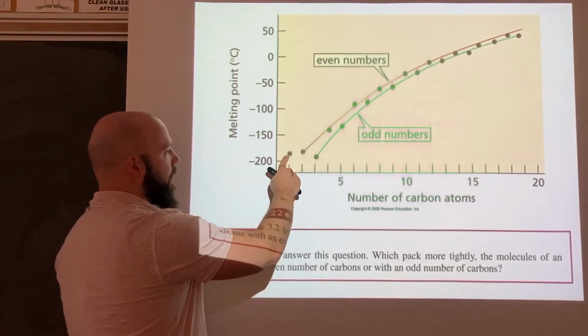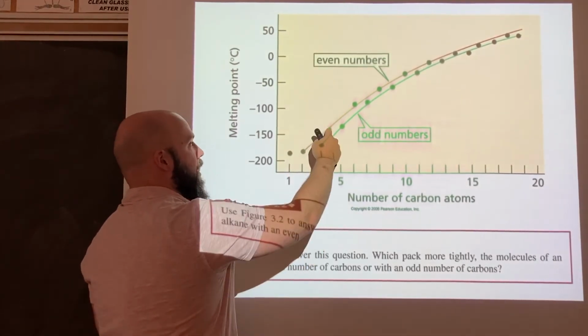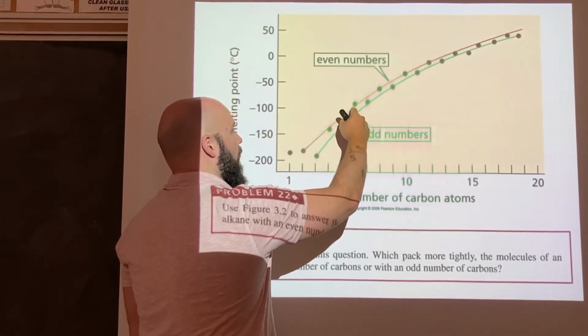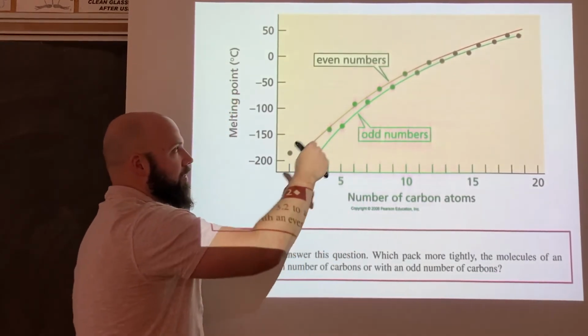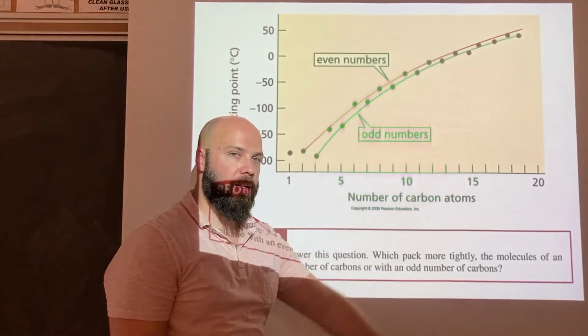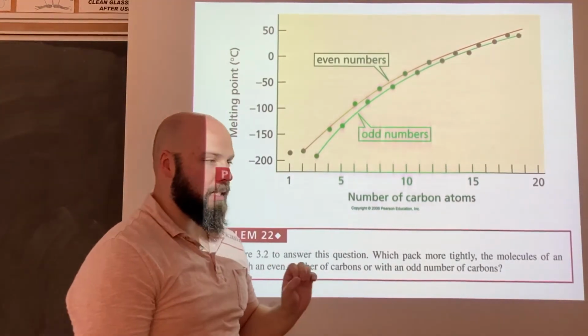If this is a 1 carbon, methyl, ethyl, propyl actually goes down, large jump to butyl, small jump to pentyl, large jump to hexyl, small jump to heptyl, and then you keep going up like that. So it's still increasing with molecular weight, but it is not as consistent.